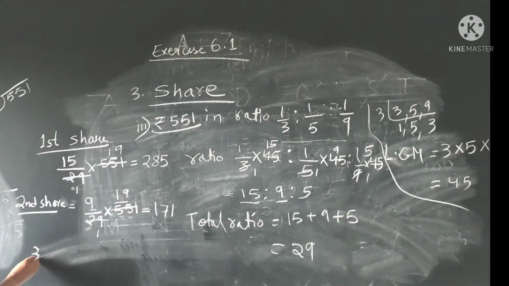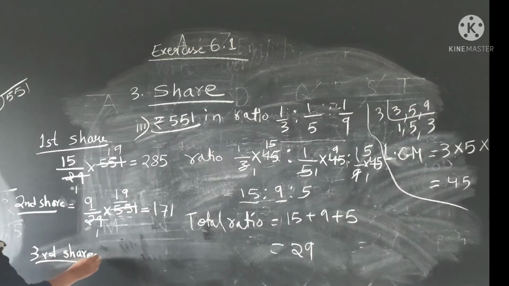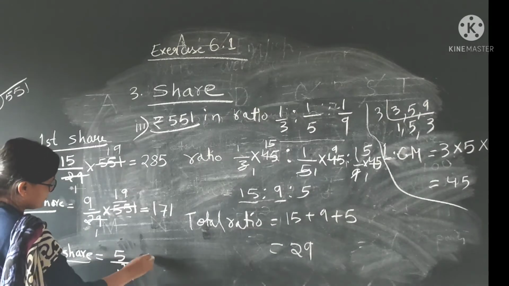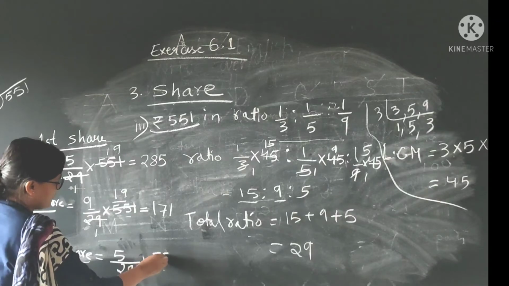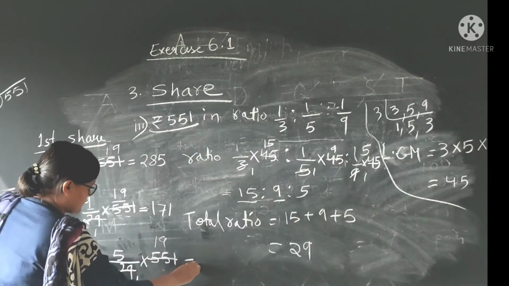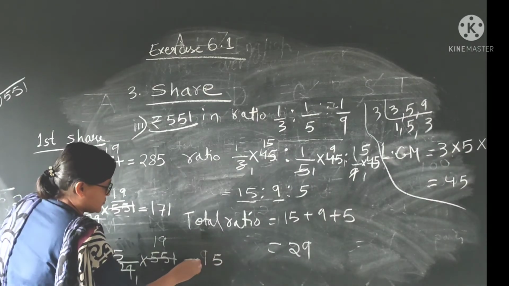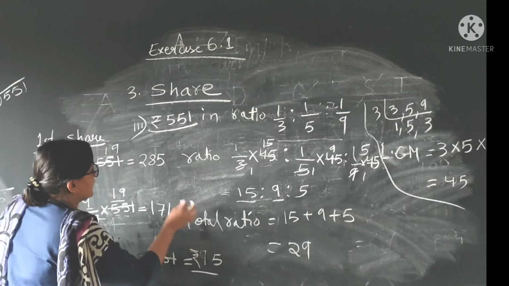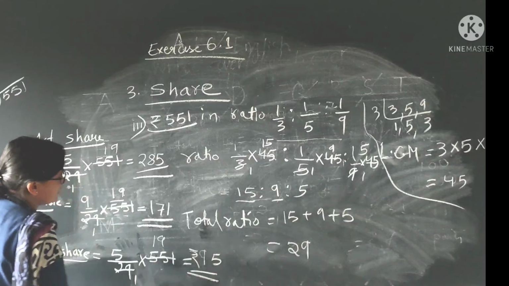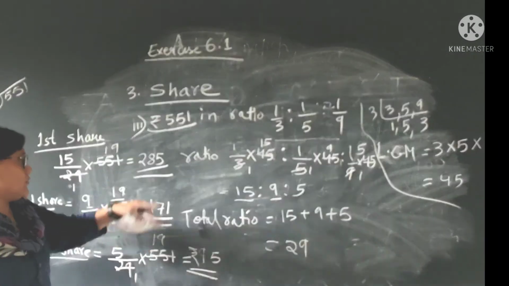So next we have our third share. So let's see the third share as well. It is going to be 5 out of 29, and you are dividing 551. So same process. 5 nines are 45. So the next share is rupees 95. So first share is 285, then 171 and 95. If we add this, you will get rupees 551.